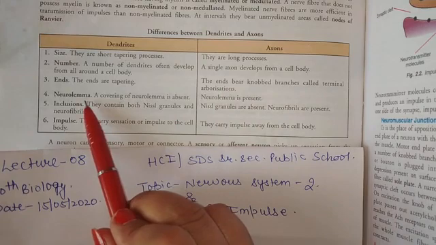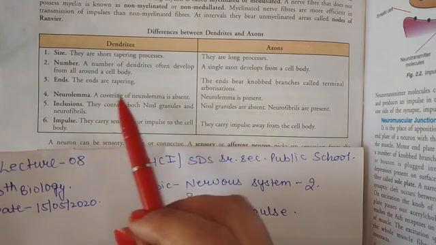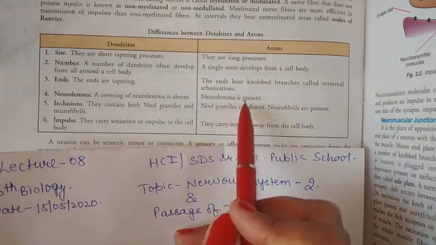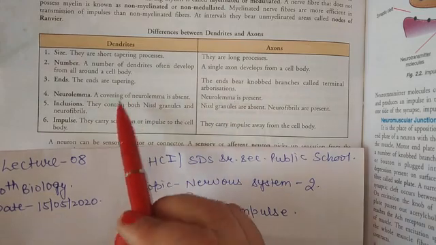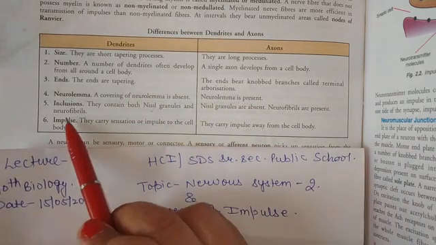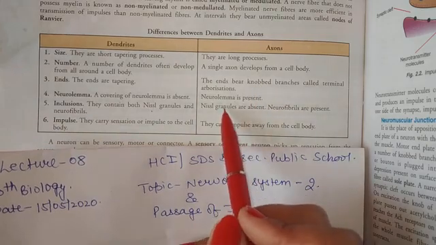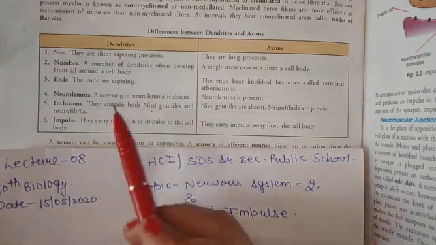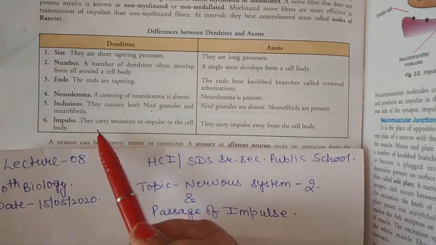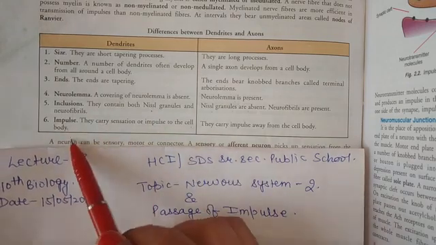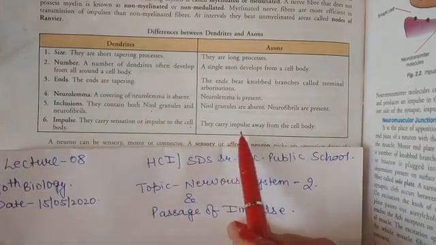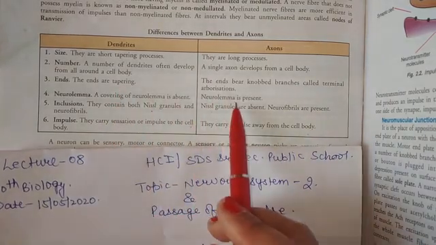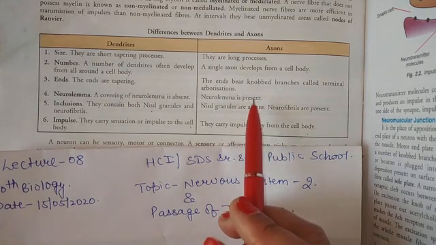Neurolemma is the nerve plasma membrane. But at the dendrite, neurolemma is absent. Neurolemma is present at the axon. Dendrite contains Nissl granules and the neurofibrils. But in the axon, Nissl granules are absent and neurofibrils are present. Dendrites give the message or the impulse to the cell body. Axon carries impulse from the cell body. That means dendrite gives message to the cell body and axon takes message from the cell body.